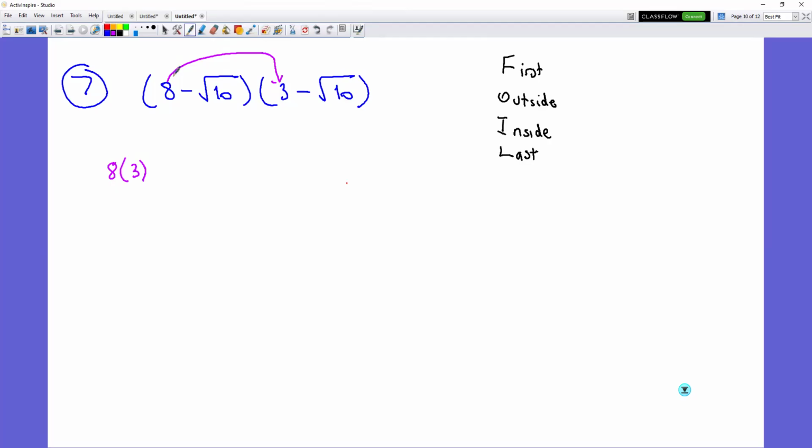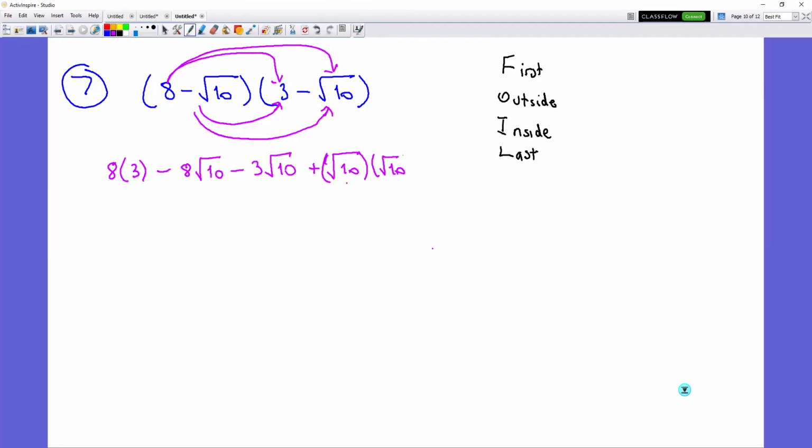Then we'll do the outside, which is basically the 8 and the negative square root of 10. So basically, that's going to be a -8 square root of 10. Okay. Then we'll do the inside, which is basically this negative square root of 10 and this 3. So that's going to be a minus or negative 3 square root of 10. And then we have the last, which is basically the negative square root of 10 and the negative square root of 10. Well, remember, a negative times a negative is a positive. So it'll be plus, and then it'll be the square root of 10 times the square root of 10. Okay? So that's what we got. All right, so all we've done so far is just showing you that we are multiplying the proper terms.